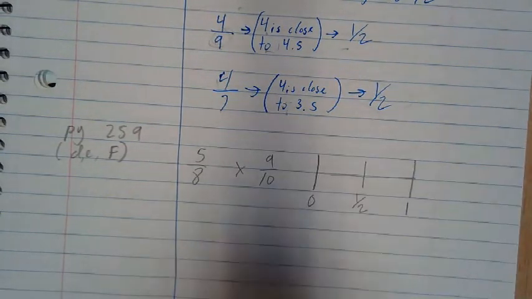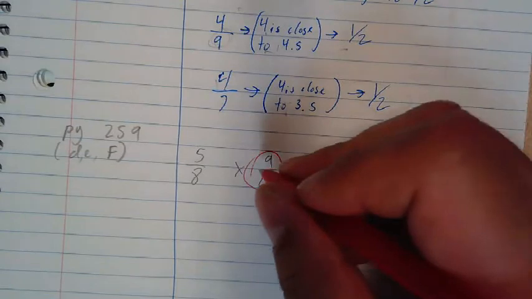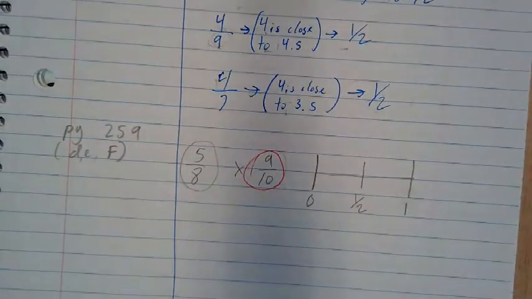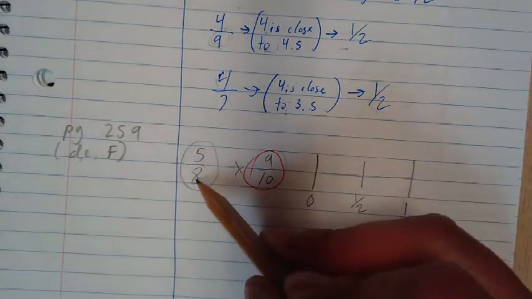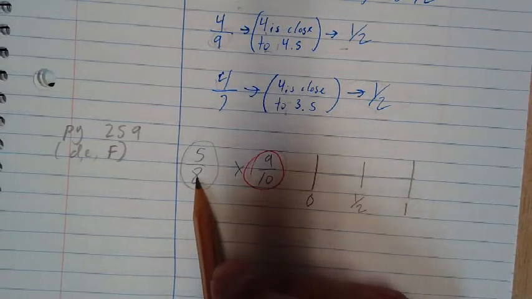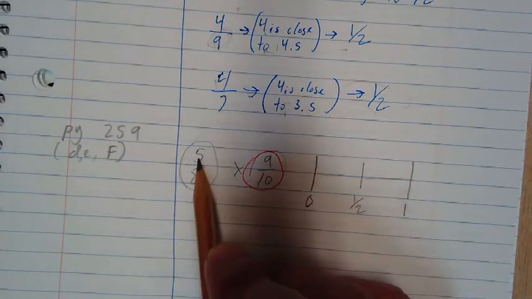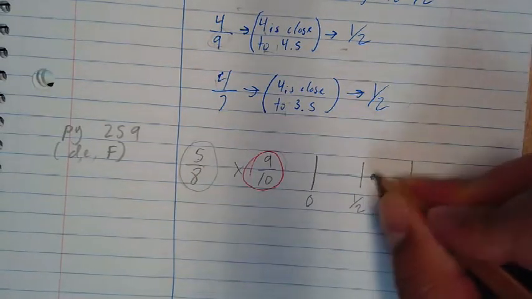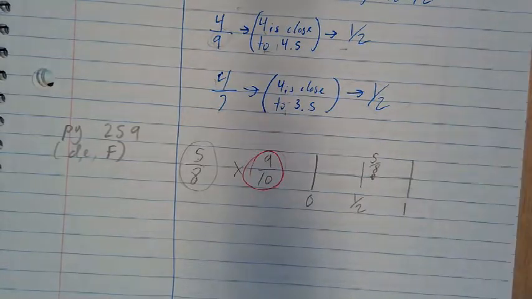Okay. 9/10. 5/8. All right, 5/8. I look at the, again, remember I said earlier, look at the denominator first. Denominator is 8. Half of 8 would be 4. 5/8 is pretty close to half, right? It goes a little bit over. So 5/8 would be right here.